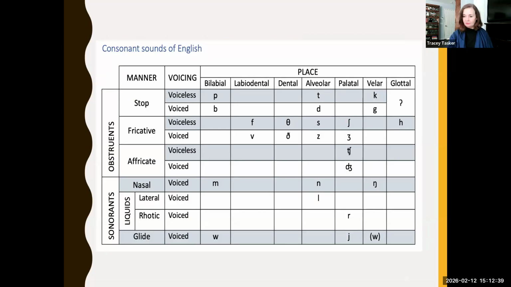So as I mentioned, in our simplified IPA chart, they are listed as voiceless and voiced in two separate rows. Okay, so that's it for voicing.